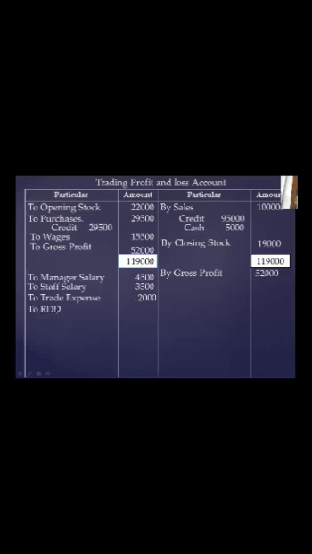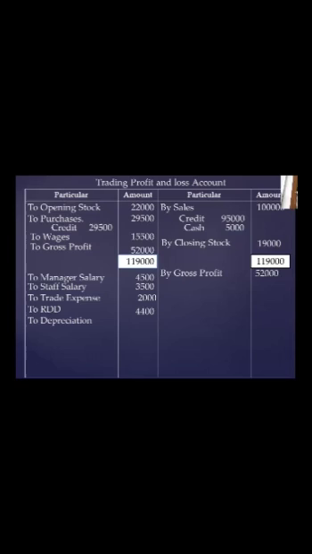Then I'll take the reserve for doubtful debt. They have informed us to calculate it at 5% of debtors. Debtors closing balance is 88,000. On that 88,000, you calculate 5%, that is 4,400.